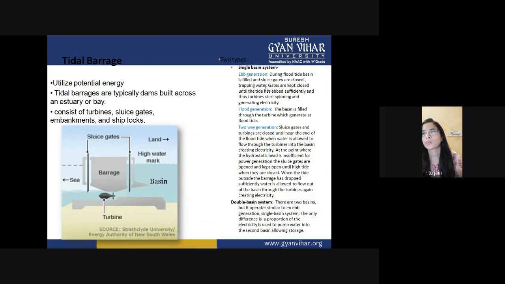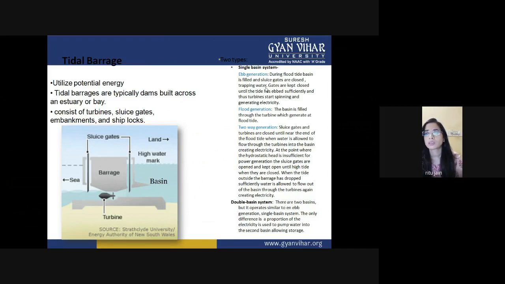So at the point where the hydrostatic head is insufficient for power generation, the sluice gates are opened and kept open until high tide, when they are closed. So when the tide outside the barrage has dropped sufficiently, water is allowed to flow out of the basin through the turbines, again creating electricity. So this is the procedure by which you can create the electricity from tidal energy.